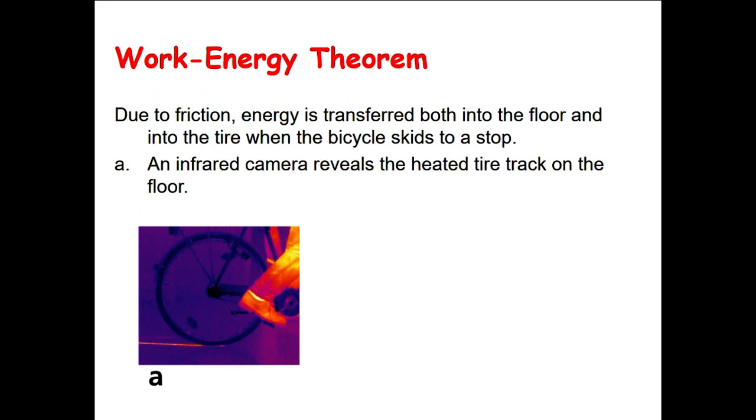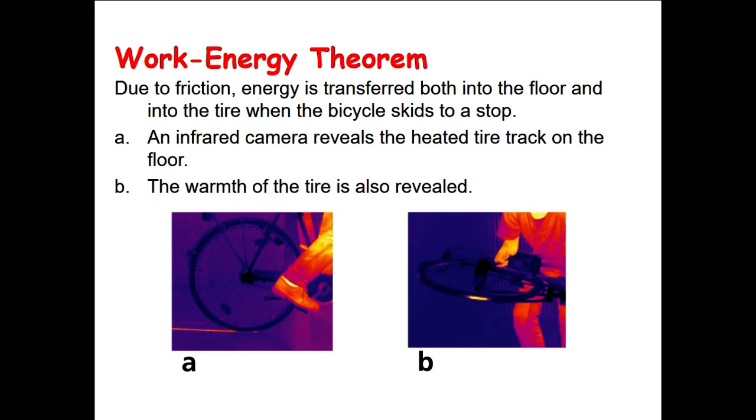Due to friction, energy is transferred both into the floor and into the tire when the bicycle in the picture skids to a stop. Now, an infrared camera reveals the heated tire track on the floor, as you can see in picture A. It also reveals the warmth of the tire, as clear in picture B.